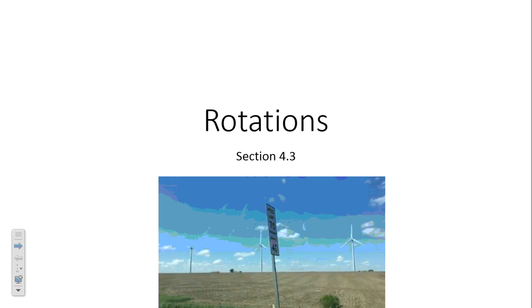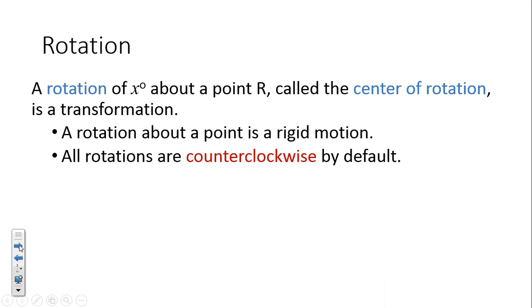So a rotation is another type of transformation, and we define it as a rotation of x degrees about a point r. That point r is called the center of rotation. And it, like a translation and a reflection, is a transformation. Also, like translations and reflections, a rotation is a rigid motion.